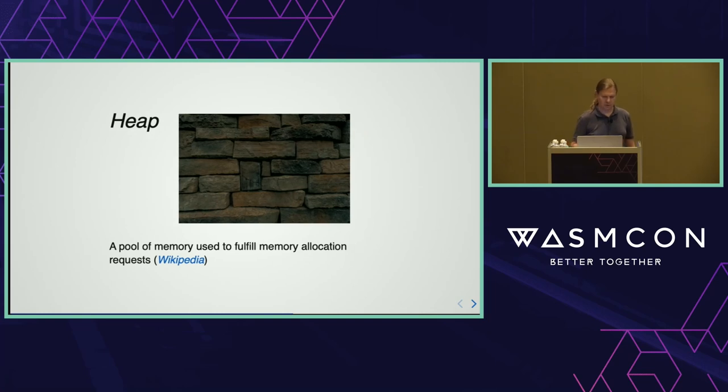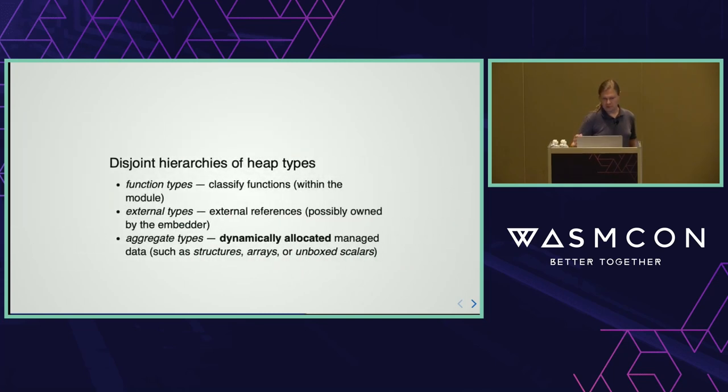So heap, what is it? It's a pool of memory used to fulfill memory allocation requests, per Wikipedia. And here we see a picture of a fully allocated heap. There are three disjoint hierarchies of heap types in WebAssembly. We have function types, external types, and aggregate types. So the things that are being added to the specification are aggregate types, dynamically allocated managed data.